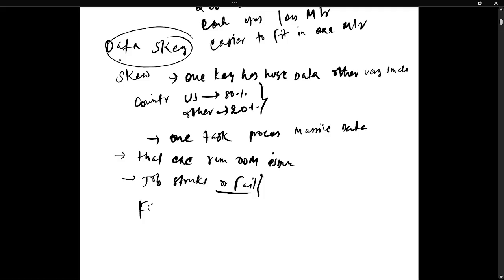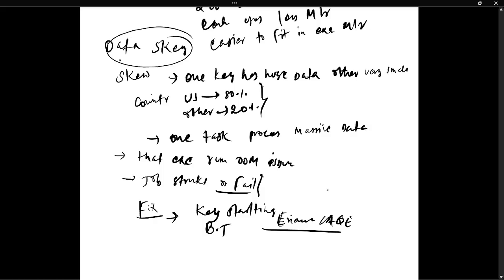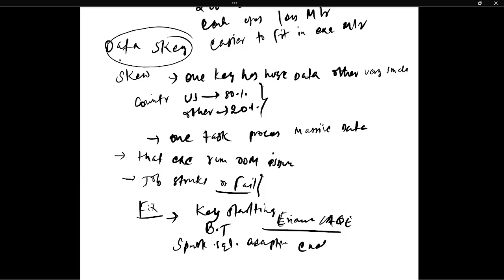So what is the fix in case of skewness? The fix is to use key salting, or use a broadcast join, or enable AQE also. We already know what AQE is. So these are the three things we need to do. We can use spark.sql.adaptive.enabled equals true.